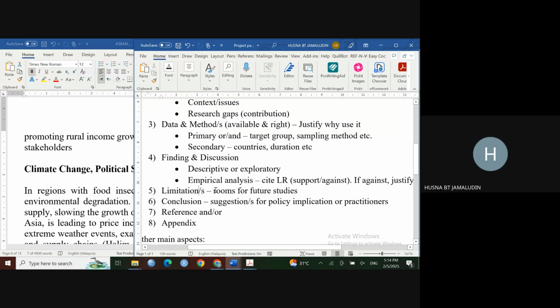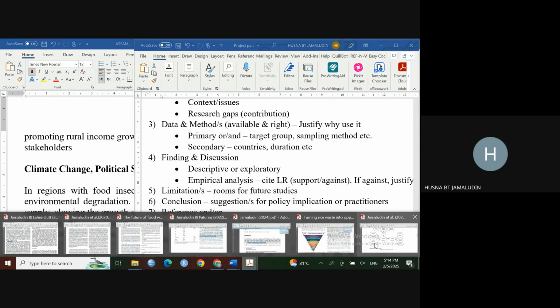Why do you have the limitation? Because you want to suggest future study. There must be room for future study. When you have a limitation, you allow people to conduct future study from your paper. None of them have given the limitation.